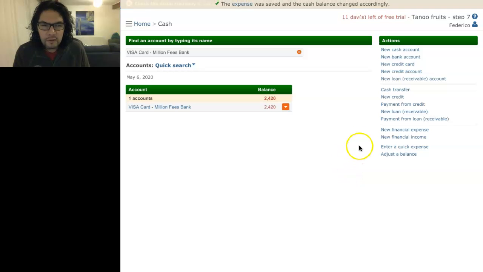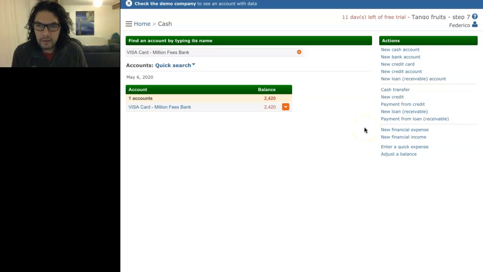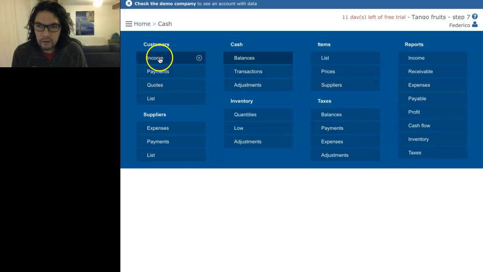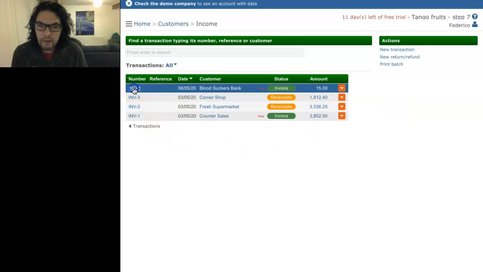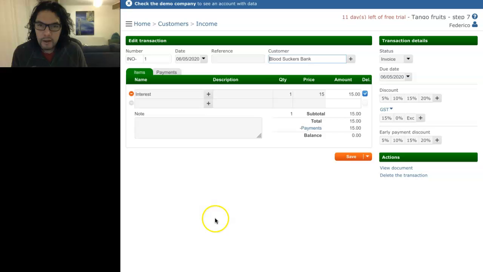So what we've just done with these two actions and the small forms is like a shortcut to enter income and expense transactions, a way to make it faster and easier. Let's go and look at those transactions, because I could have entered them here. So here, have a look. This is the one we've created.